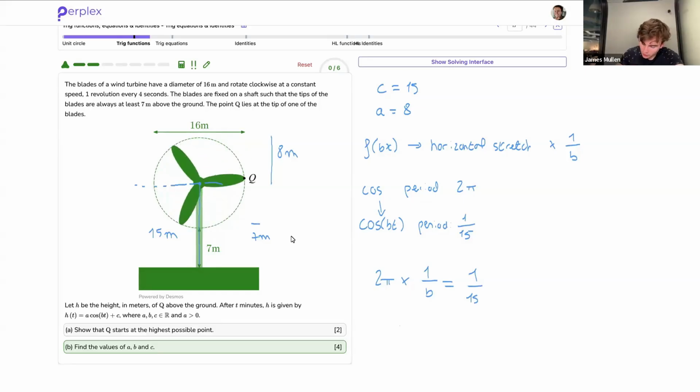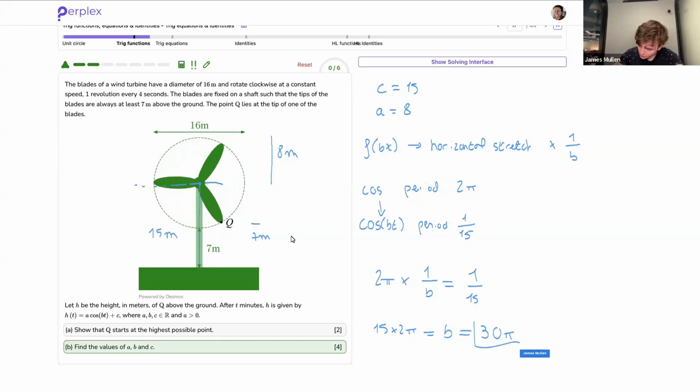I'm going to multiply both sides by 15 and by b. So I'm going to get 15 times 2 pi is equal to b, which means that b is equal to 30 pi. And that is my answer.